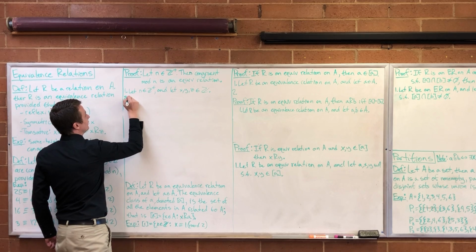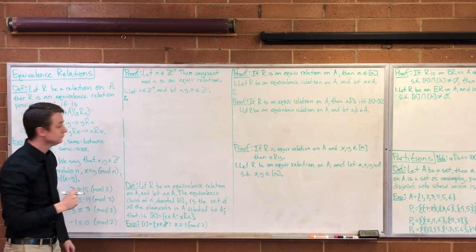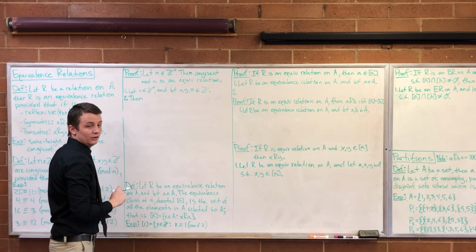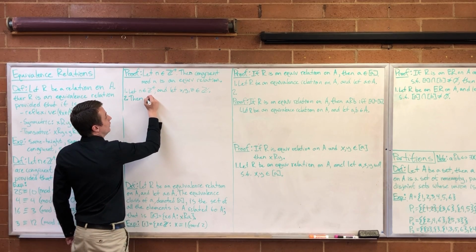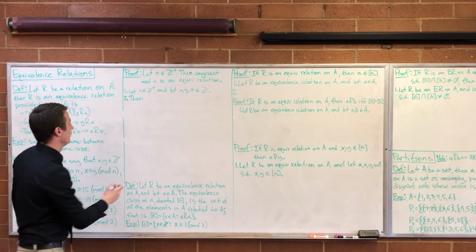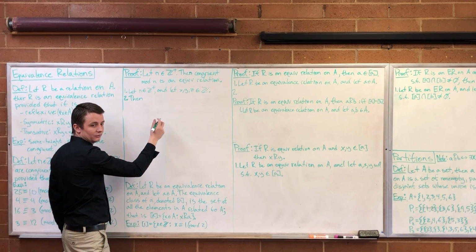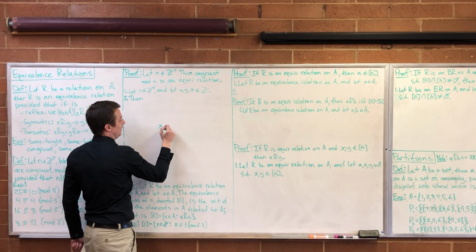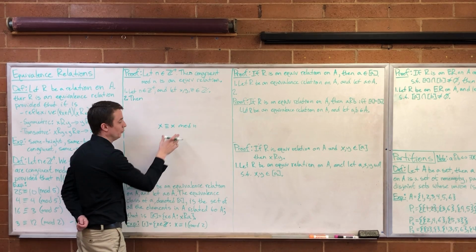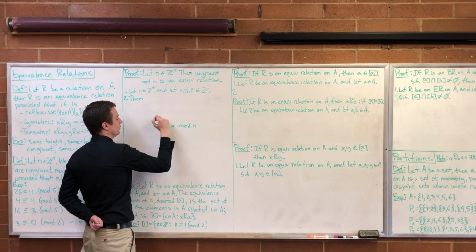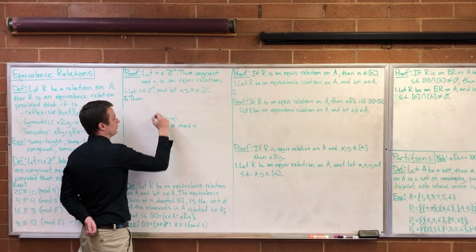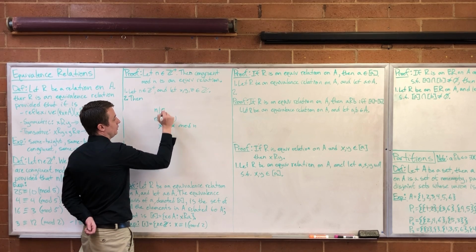So first I need to show that this is reflexive. If it's reflexive, what does that mean? I'm trying to show that x is congruent to x mod n. That means that n divides their difference. When will I have shown this? I'll have shown this if I've shown that n divides x minus x, and I'll have shown this if I've shown that n divides 0.